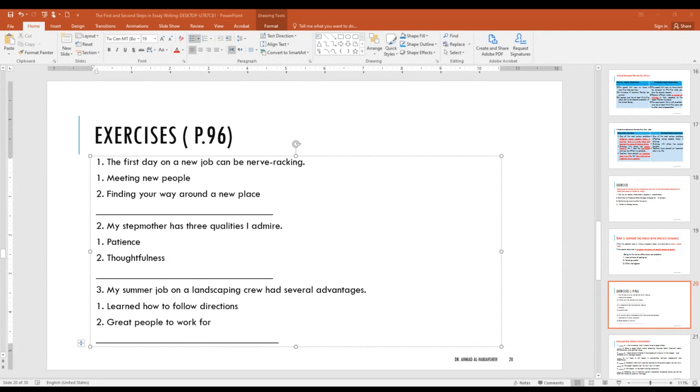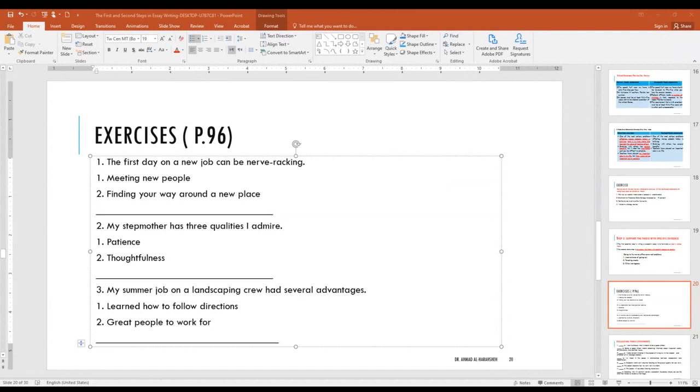Now, if we look at sentence number 2, my stepmother has 3 qualities I admire: patience, thoughtfulness. What else? Honesty. Excellent. What else? Dedication, for example. Helping, caring. Yeah, there are so many. So many. Easy, huh?